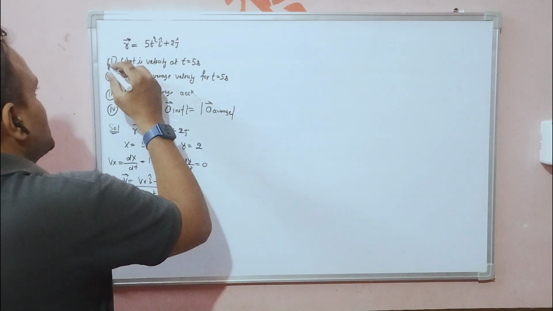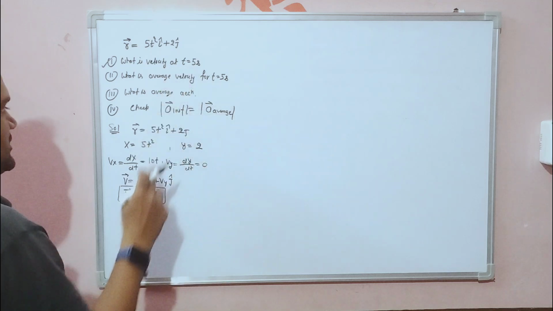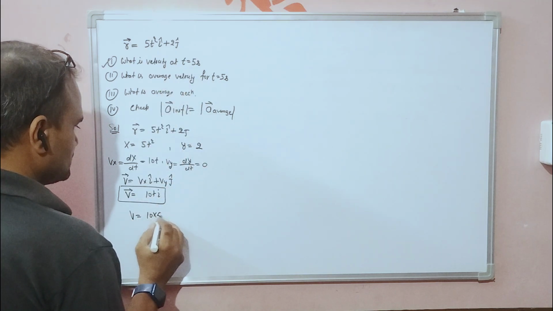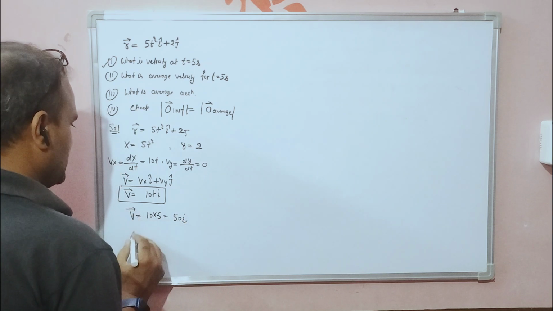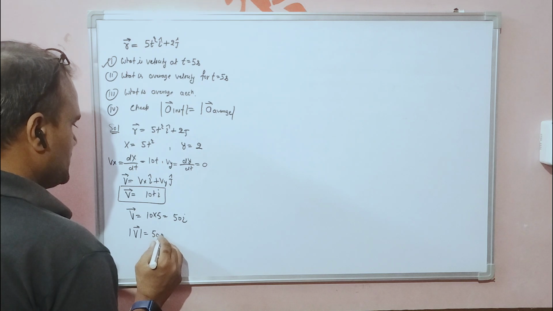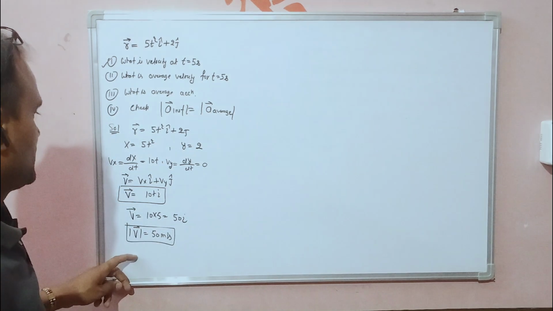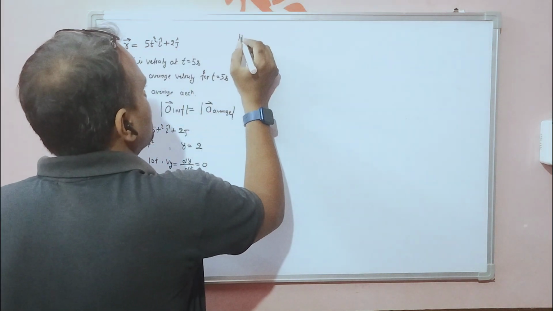Now here I just want to find out the velocity at time t equal to 5 seconds. So let's plug in this value over here. So it will give me 50 i, and the magnitude of this velocity is 50 meter per second. Okay, so this is the solution of question number 1. Now let's see what is this question number 2.